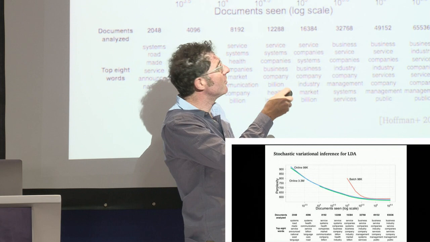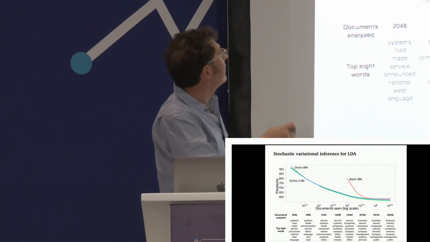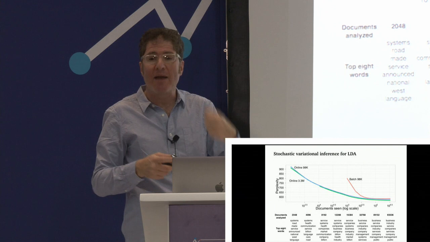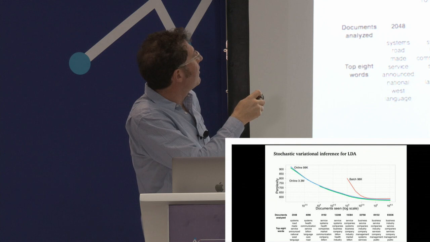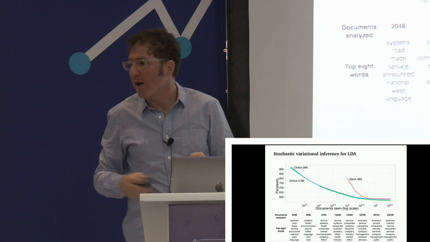That's the classical algorithm. But now with stochastic variational inference, we repeatedly sample just a few documents, let's say 10, analyze them, and update the topics. So we can immediately, after just seeing a few documents, get an assessment of held out predictive perplexity. And this blue line on 98K is using the same corpus of 100,000 articles, but I'll get to it.